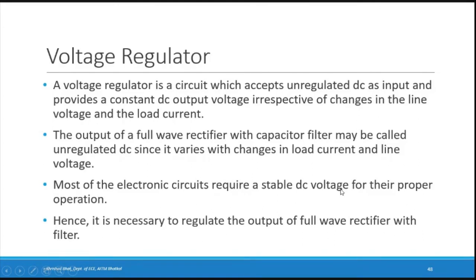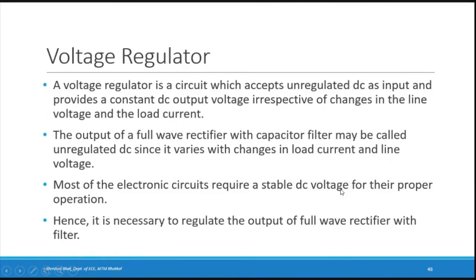So what do you mean by unregulated DC? Unregulated DC as the input means, in a rectifier, you have obtained a DC, right? You have obtained pulsating DC first, then you have applied a filter, then you have obtained something. In that filtered output also, there are some ripples, there are some changes. The peak-to-peak ripple voltage was there, right? That you have seen. And that voltage again changes if the load current changes, or if the line voltage, meaning the source voltage, changes, then also the output will change.